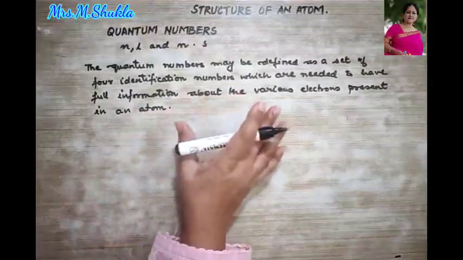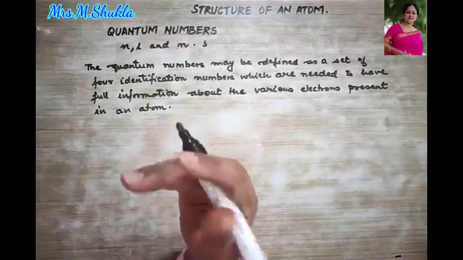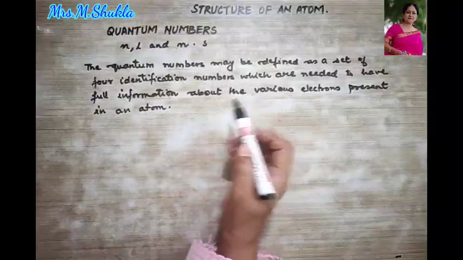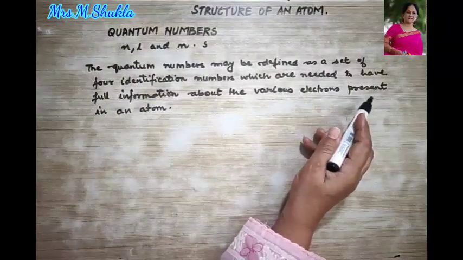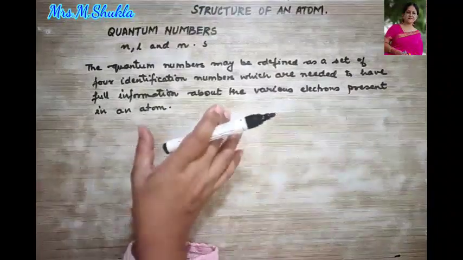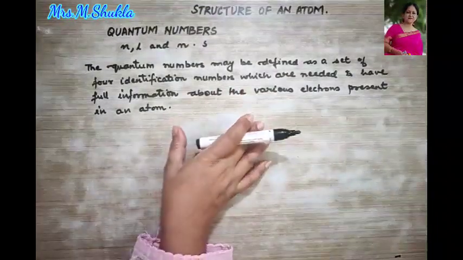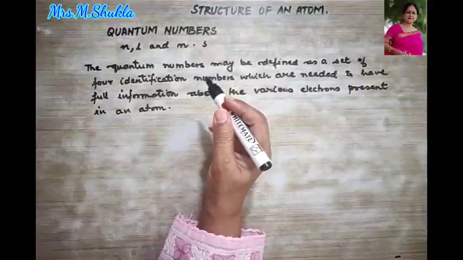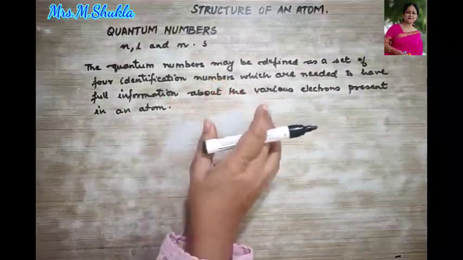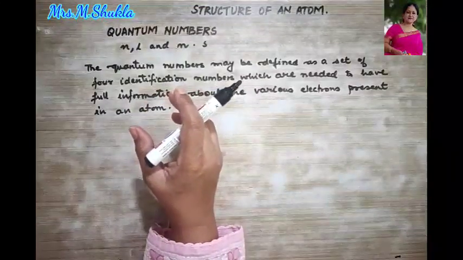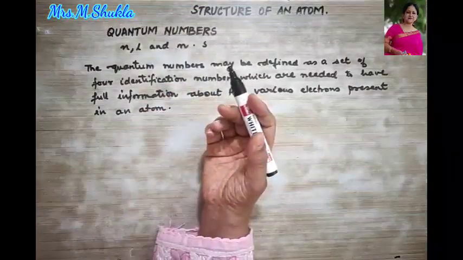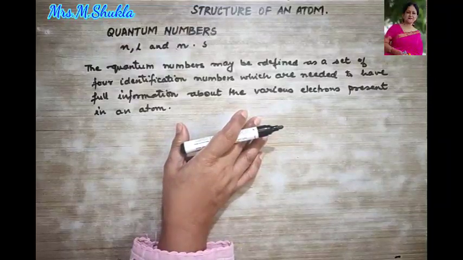So in other words, we can say it is the full information about the various electrons present in an atom. So what is that full information? That is, where the electron is present, its location, its energy, what shape it has, what kind of orientation it shows, and what the spin is. All that we come to know.